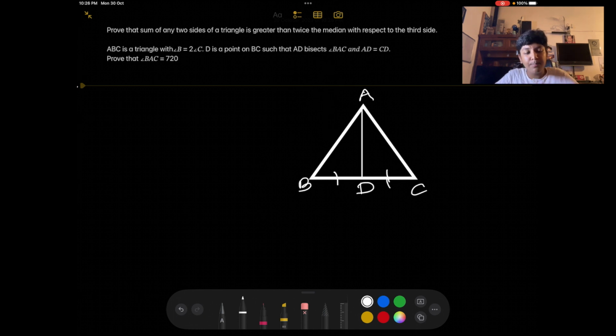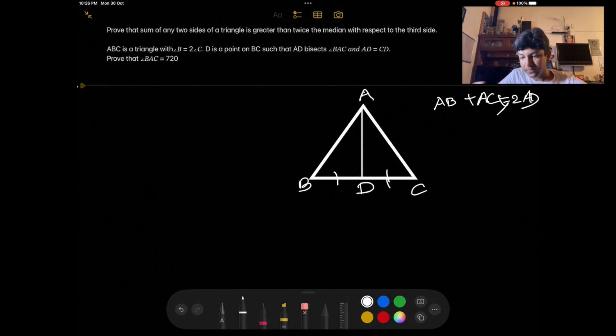So the first question is: prove that the sum of any two sides of a triangle is greater than twice the median with respect to the third side. Over here we have a triangle, and we have to show that the sum of any two sides, let's take AB, so we have to show that AB plus AC is greater than 2AD, right? So we have to show this. How can we do this?